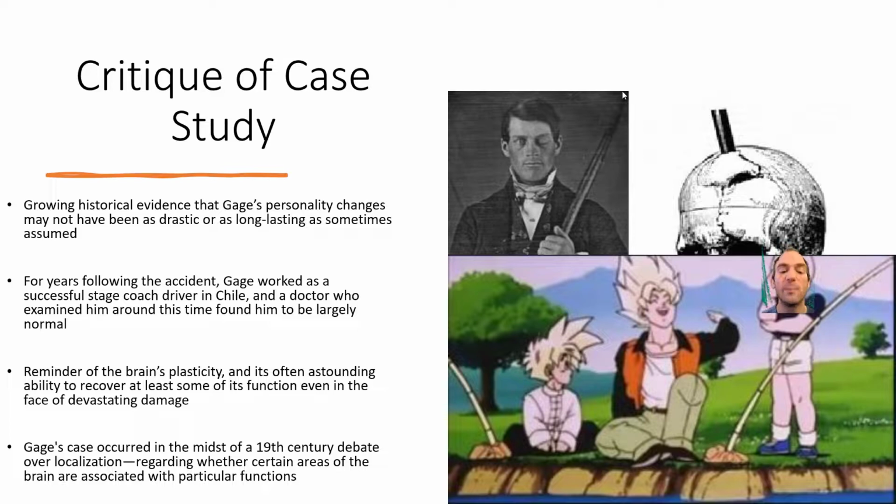Gage's case occurred in the midst of the 19th century debate over localization, regarding whether certain functions of the brain are associated with particular regions. So basically, this is why I don't like teaching a lot of seminal studies, because they end up not being true ever. Now there's growing evidence that Gage really didn't have that dramatic of a personality change.